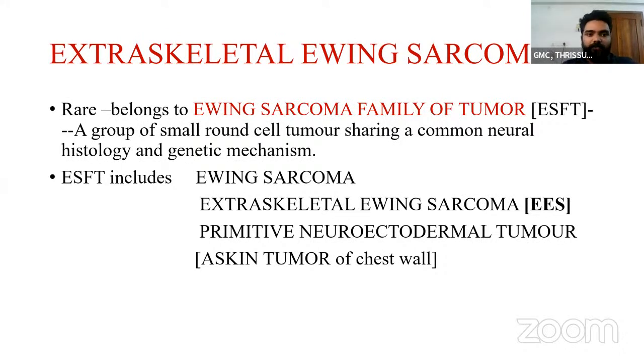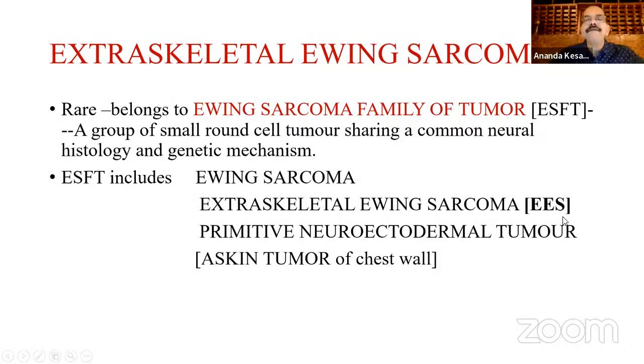Extraskeletal Ewing sarcoma is a rare tumor that belongs to the Ewing sarcoma family of tumors, a group of small round cell tumors sharing common neural histology and genetic mechanism. It includes Ewing sarcoma, extraskeletal Ewing sarcoma, and primitive neuroectodermal tumor, also known as Askin tumor of the chest wall. Ewing sarcoma is the second commonest tumor of bone in the pediatric age group, and extraskeletal is very rare.